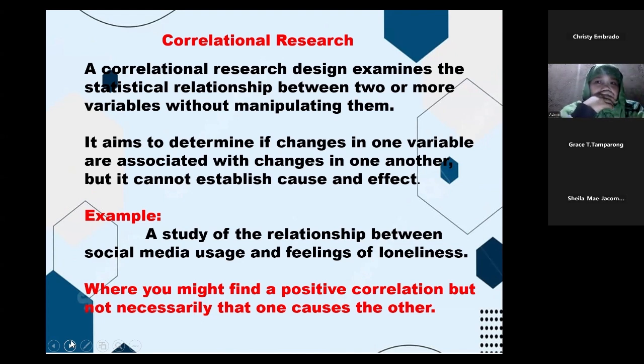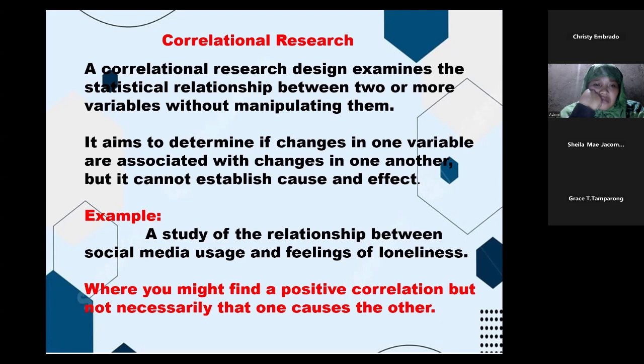Correlational research examines the relationship between two or more variables without manipulating them. It aims to determine if changes in one variable are associated with changes in another, but it cannot establish cause and effect. Example: a study of the relationship between social media usage and feelings of loneliness, where you might find a positive correlation but not necessarily that one causes the other. It uses numerical data.